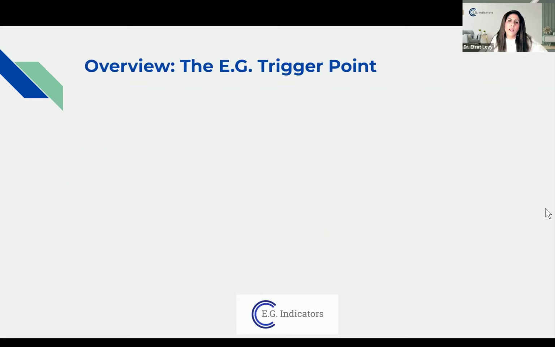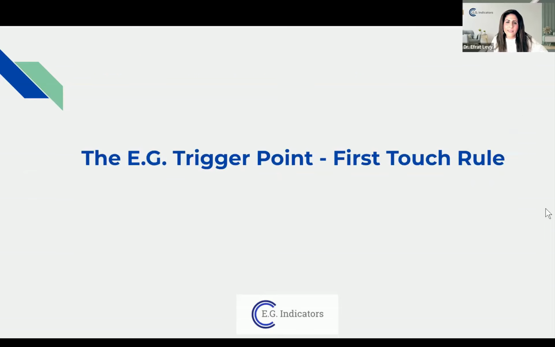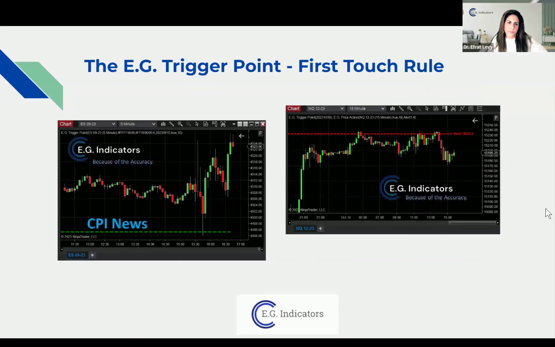Now, let's get back to the EG trigger point that presents significant price levels based on history analysis, remember? With high probability for the market to react. And this leads me to a simple rule called first touch. Statistically, we have found that when the market reaches these levels for the first time during the current trading day, it tends to bounce back. As you can see here, even sometimes on CPI news.